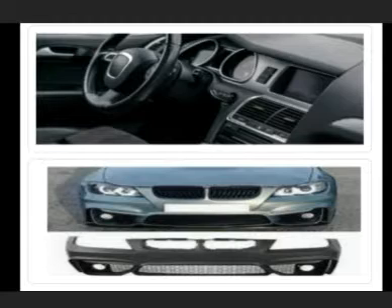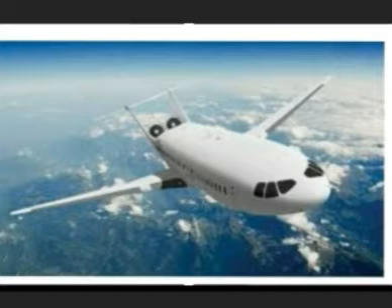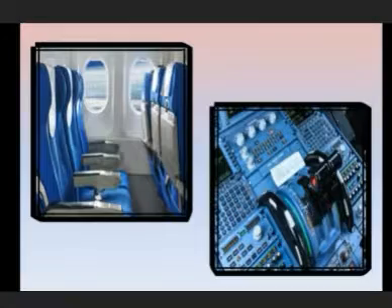You all might have seen different parts of car are made up of plastic. Plastic is also used on the exterior of aircrafts for things like fuel tank, seats, handling gear, hubcaps, etc.